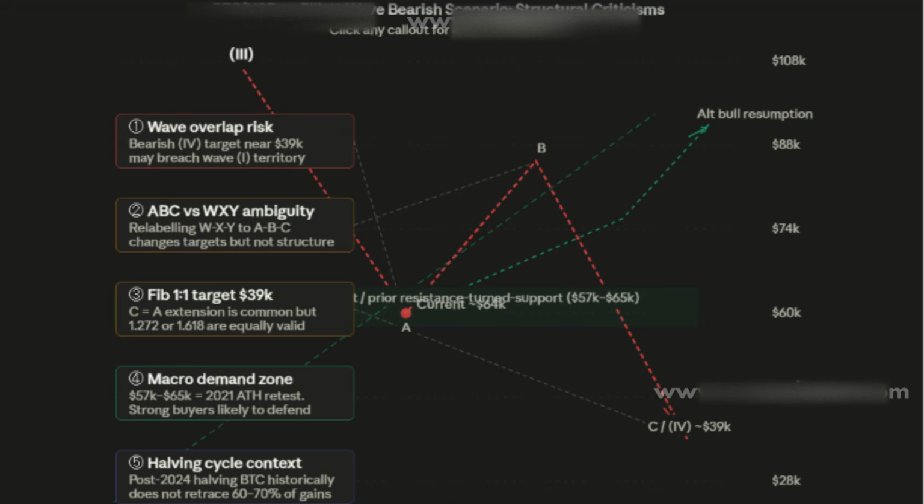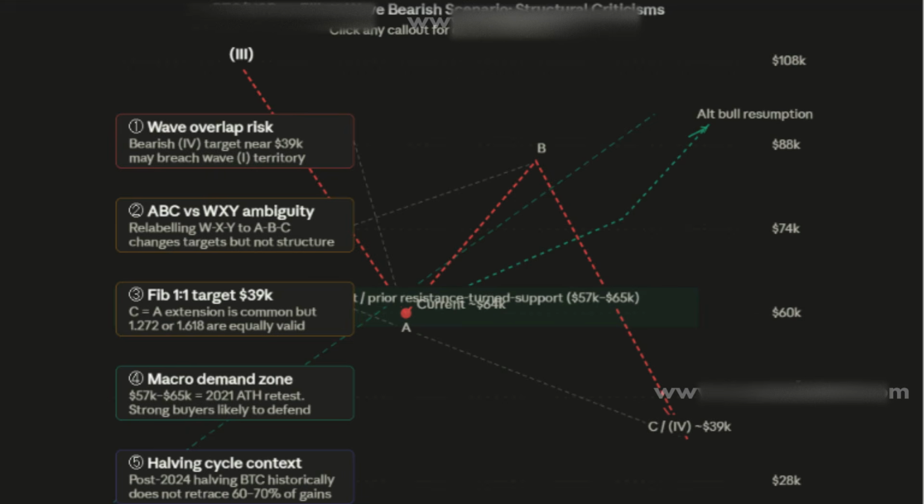1.272 Fibonacci or 1.618 Fibonacci are also equally valid, and it doesn't matter if you are going to one-to-one Fibonacci. So in Elliott wave count, as per the Claude AI model, 1.272 Fibonacci or 1.618 Fibonacci are considered equally valid. So that doesn't count towards $39,000 as considered by Daniel.